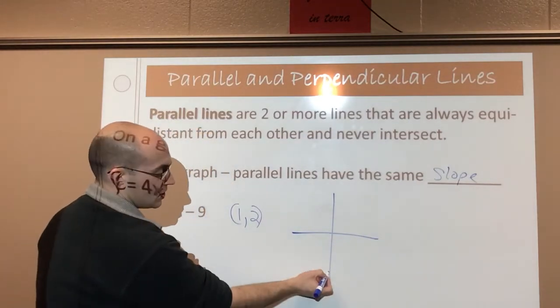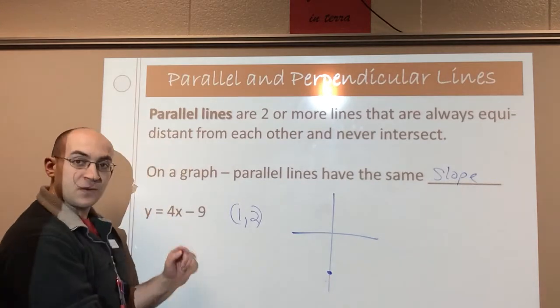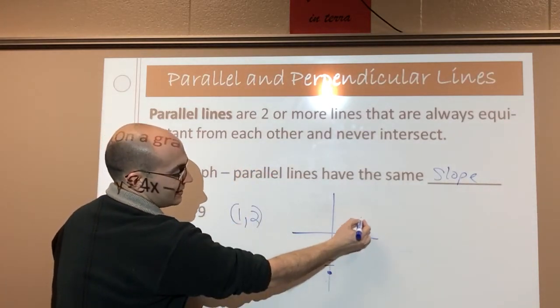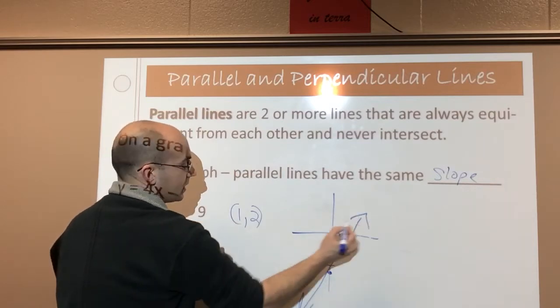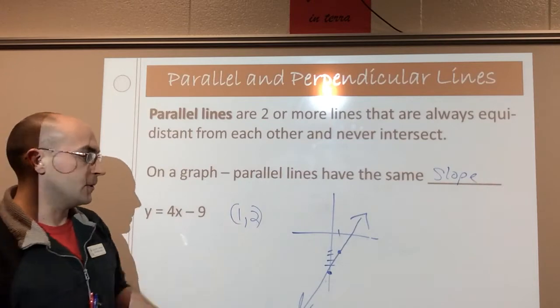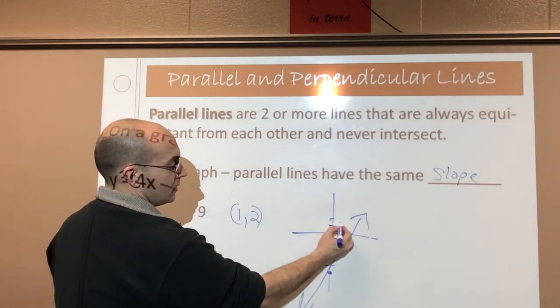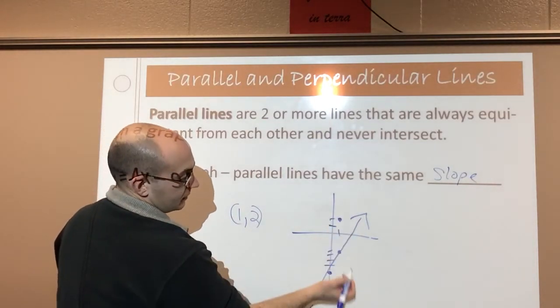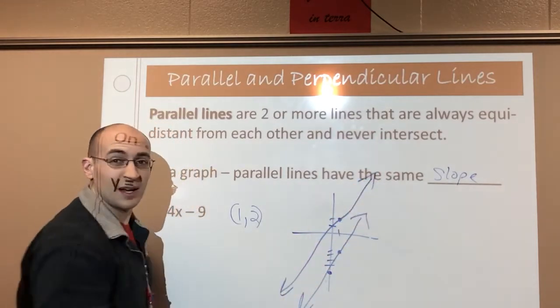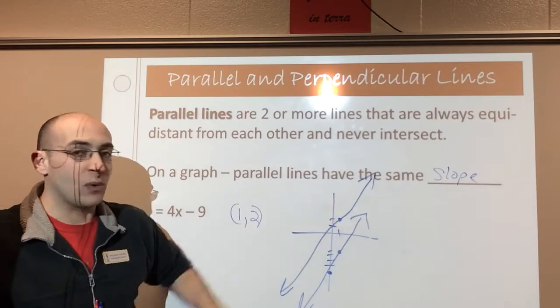So minus 9, let's just say it starts down here. Slope is 4, up 4 over 1. 1, 2, 3, 4 over 1. So let's say that this is my line or something like it. If the parallel line has to run through the point 1, 2, it has to have the same slope, so it has to have the same steepness or angle, and that's a terrible line, by the way. It has to run through that point, though.